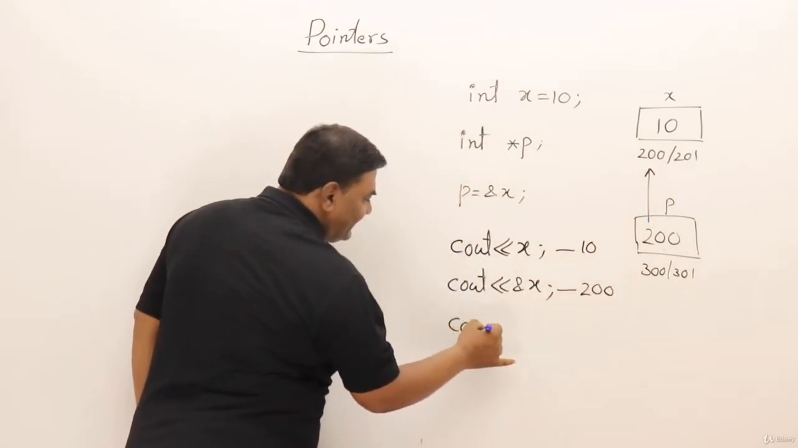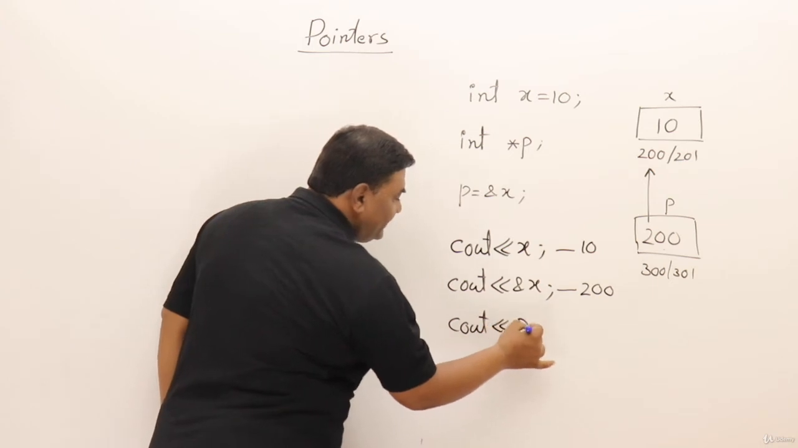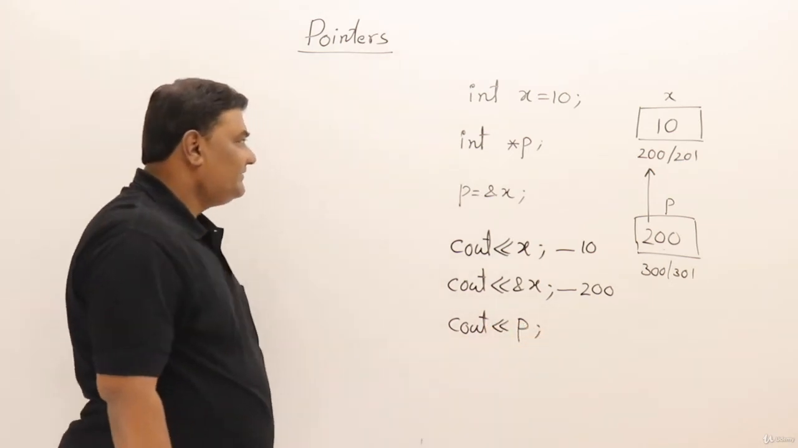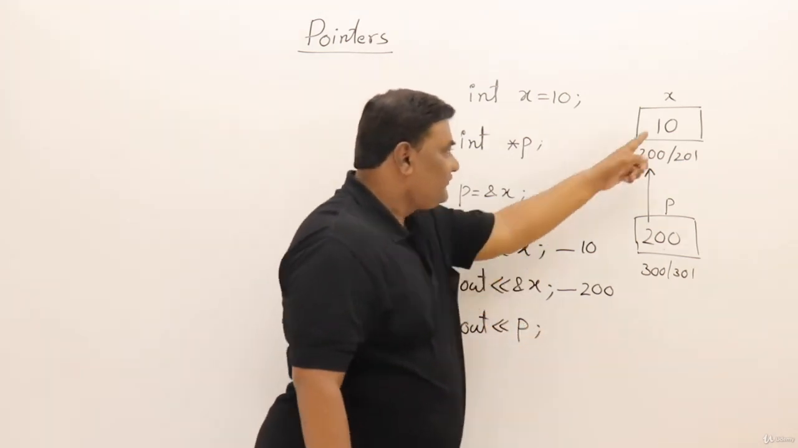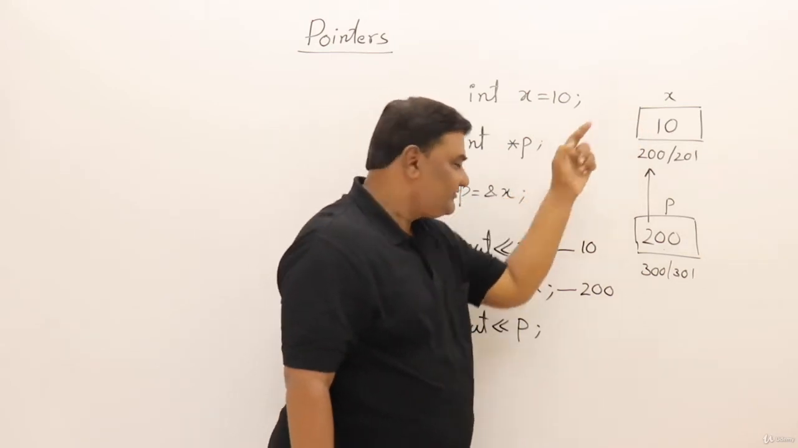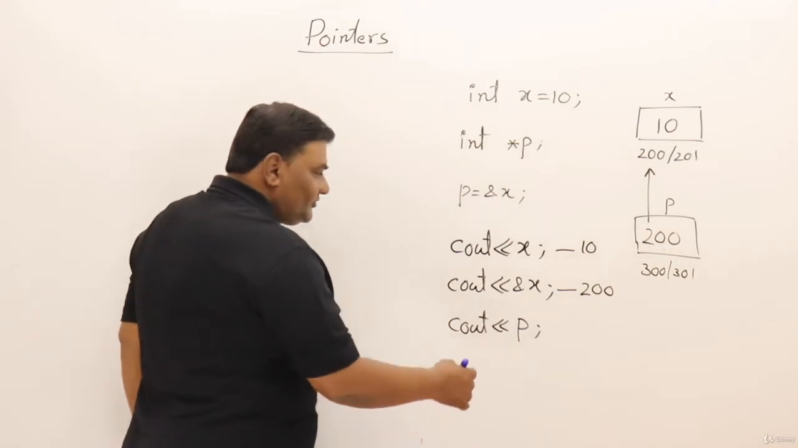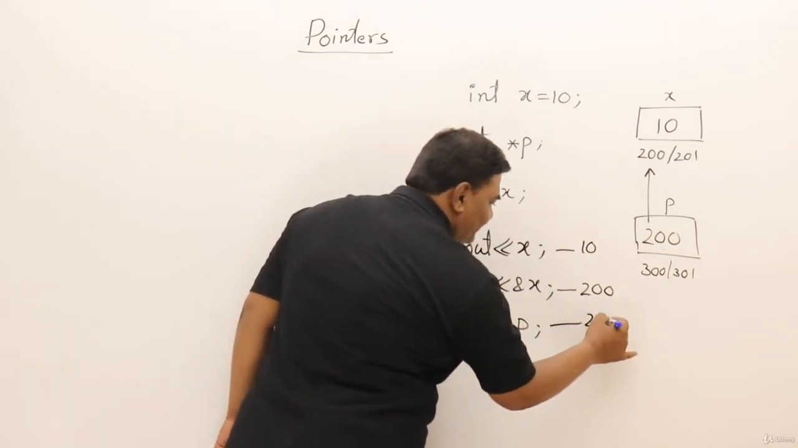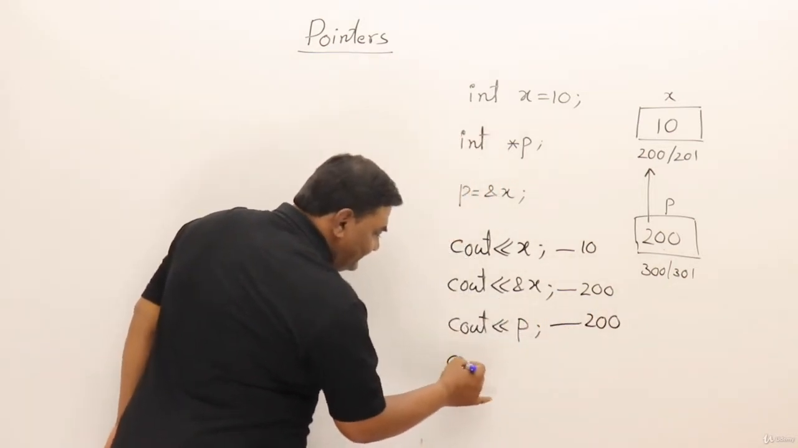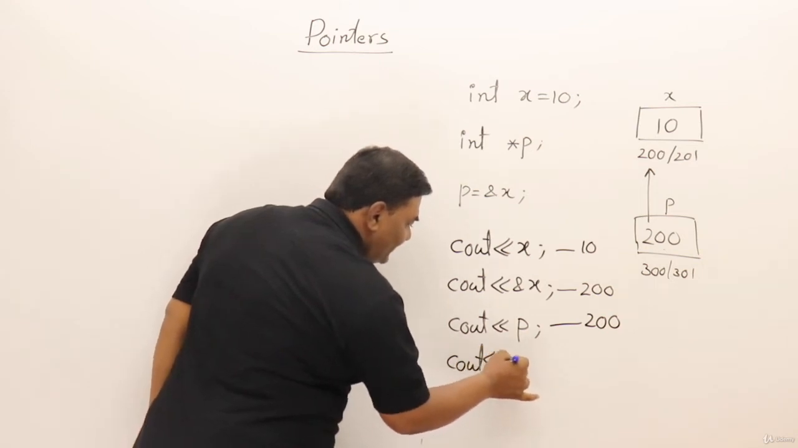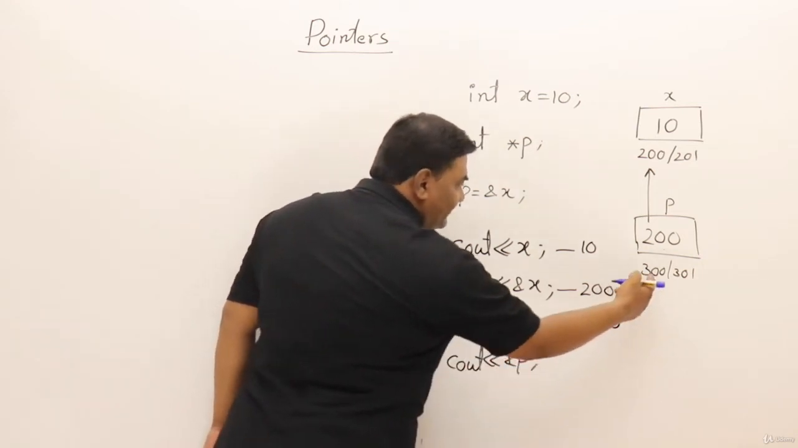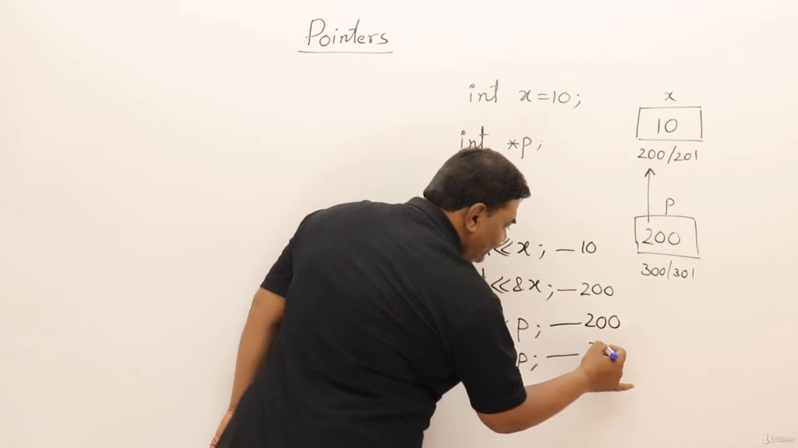Then I will say cout p. Now what will it be displaying? As I said x, it was displaying the content inside x. In the same way, when I say p, it will be showing the contents of p, that is 200. Yes, 200 will be displayed. Then can I say cout ampersand p, the address of p? Yes, 300 will be displayed.